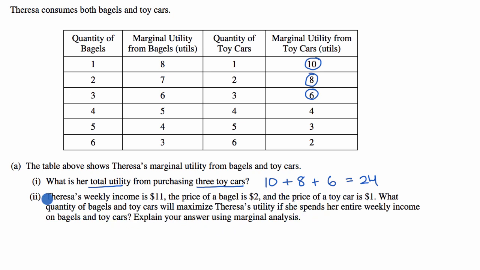All right, now let's do part 2. Teresa's weekly income is $11. The price of a bagel is $2, and the price of a toy car is $1. What quantity of bagels and toy cars will maximize Teresa's utility if she spends her entire weekly income on bagels and toy cars? Explain your answer using marginal analysis. So once again, pause this video and see if you can figure that out. All right, now let's do this together.